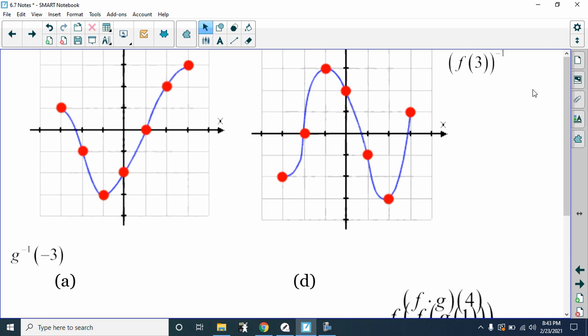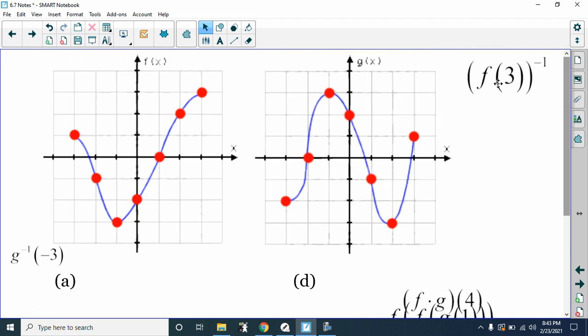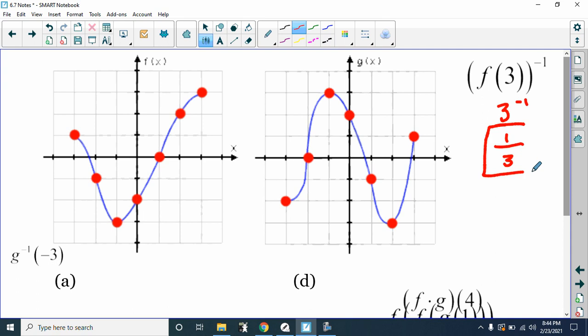This first one says f of 3 to the negative first. First of all, the way this is written, this is not an inverse. This is not f inverse of 3. F inverse would be f, and the negative 1 would be the exponent on the f. So this wants us to evaluate f of 3 and then raise f of 3 to the negative first power. So f of 3 we discussed earlier, f of 3 is 3. So we have 3 to the negative first. Negative exponents just get moved down to the bottom. 3 to the negative first is 1/3.